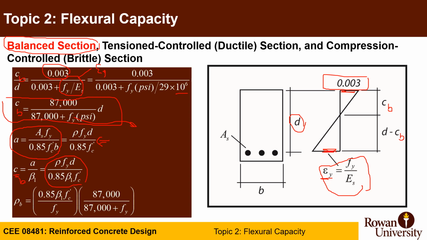If you make C balance equal C balance from those two equations, you can get rho balance as 0.85 beta 1 F prime C divided by F yield times 87,000 divided by 87,000 plus F yield. And in this nice equation, it's only a function of F prime C and F yield, since beta 1 is also a function of F prime C. So you can actually get rho balance very quickly from this equation if I give you the ratios. And from rho balance, you can get AS at balance, which is going to be rho balance B D.